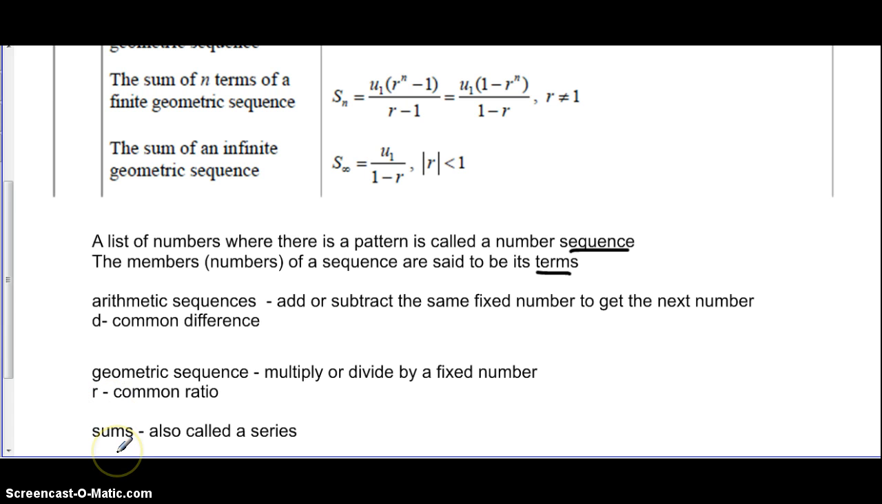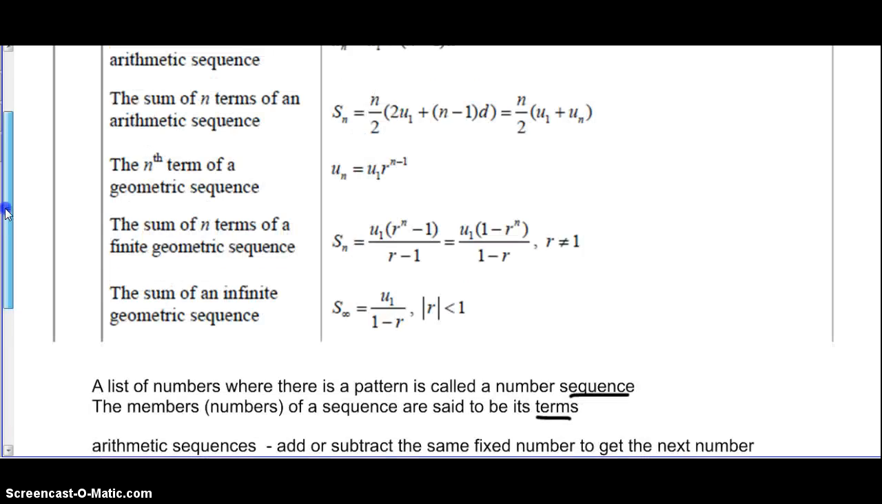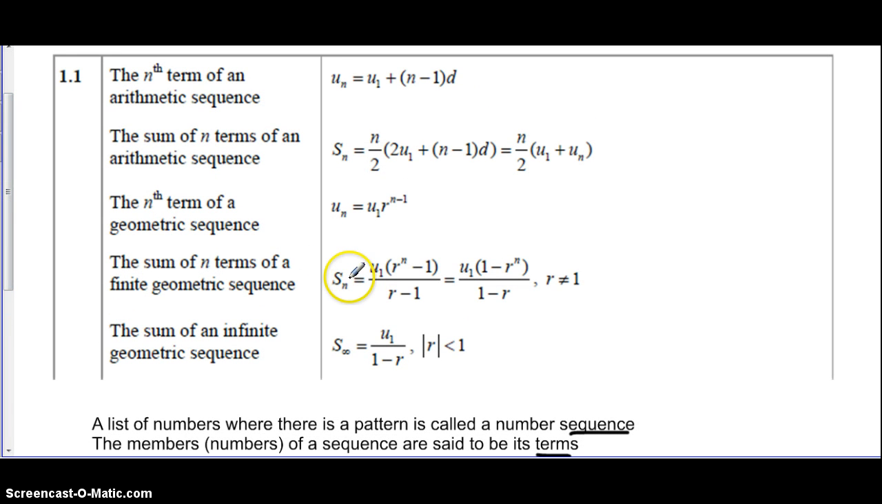Also, there are sums, and they're also called series. A sum is also called a series. And notice in our formulas here, our S is our series or sum. Here's our arithmetic sequence, and here's our geometric sequence.